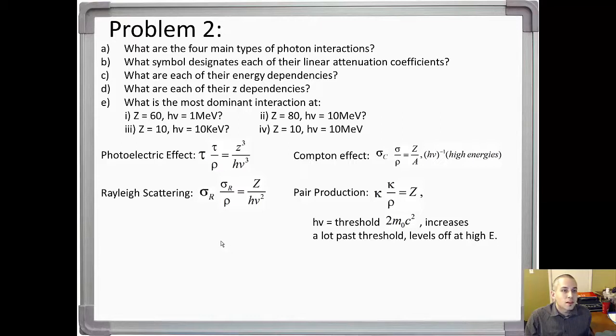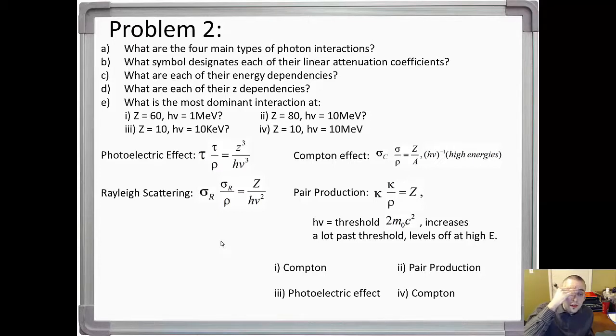So for E, now we're going to go through some different examples, and you're going to tell me what's the most dominant interaction at each of these examples. So 1, for Z 60, energy 1 MeV, the most dominant interaction is Compton. For 2, Z 80, hv 10 MeV, the most dominant interaction is pair production. For 3, Z 10, hv 10 keV, the most dominant interaction is photoelectric effect. And the last one is a little bit trickier. It's Z 10, hv 10 MeV. The most dominant interaction is Compton again.